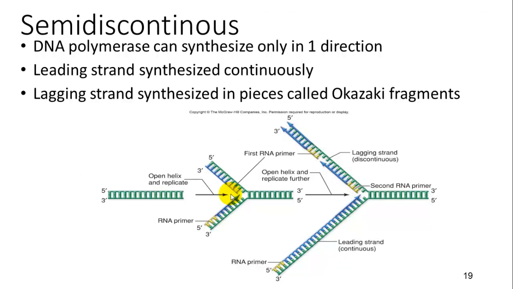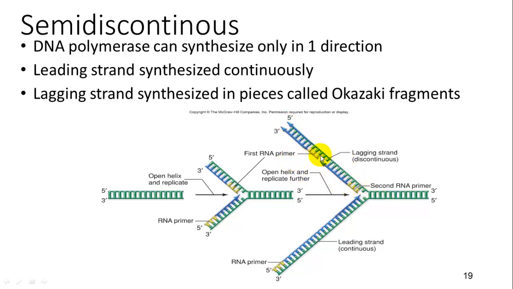As I mentioned before, it's semidiscontinuous. All right, so semidiscontinuous means that it can't go all in one smooth motion. Because it can only go in one direction, the one strand, which is called the leading strand, is very easy for it to just continue adding as you unwind the DNA. But the other strand is going away from the opening, so it will go the opposite direction, and then it'll have to keep coming back every time that it's unwound more. So this is called the lagging strand.